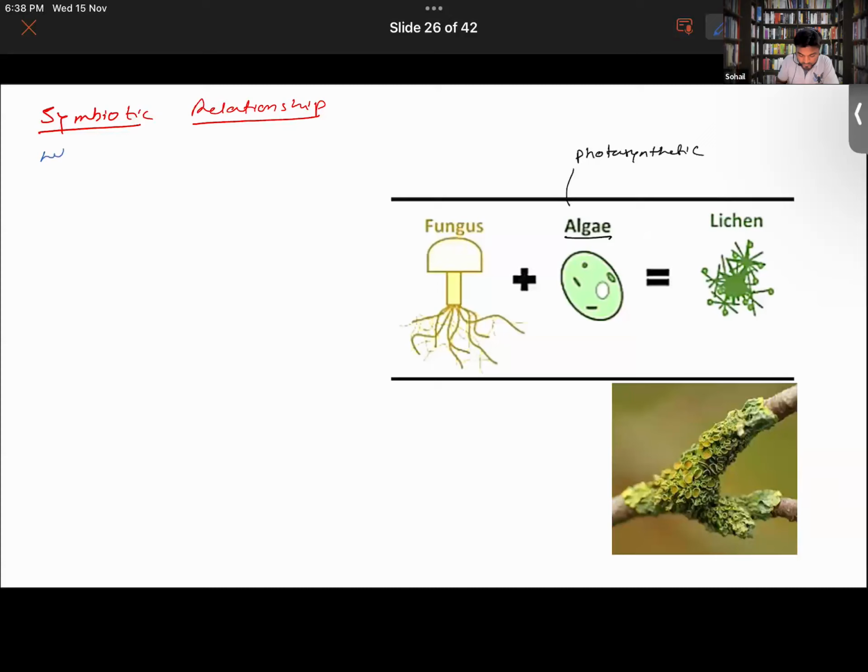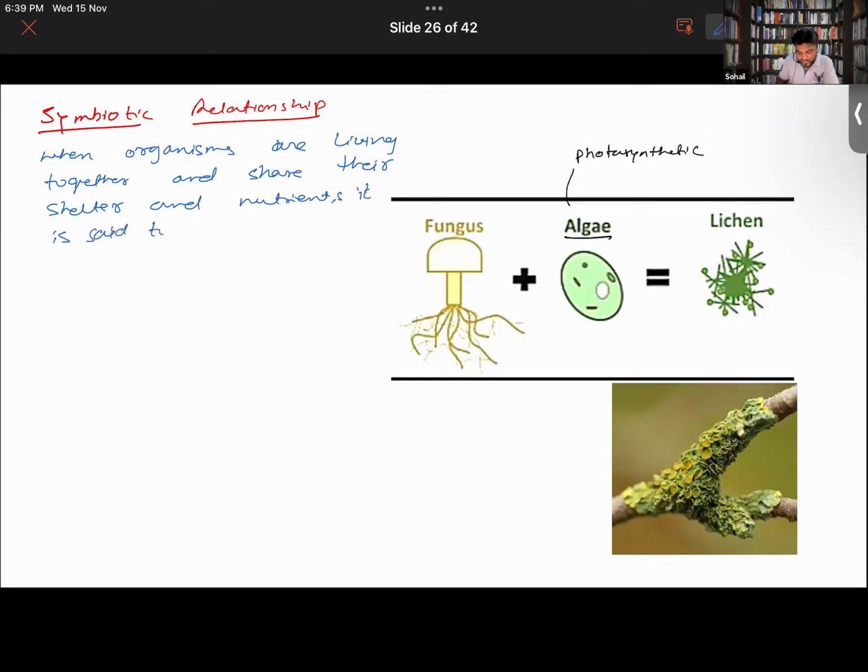We say that when organisms are living together and share their shelter and nutrients, it is said to be a symbiotic relationship.